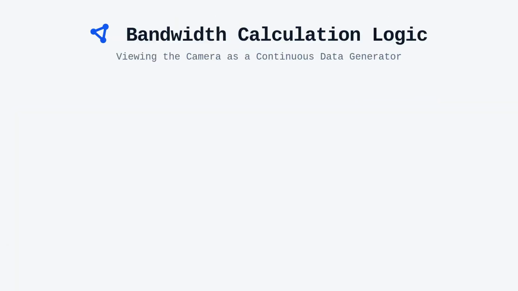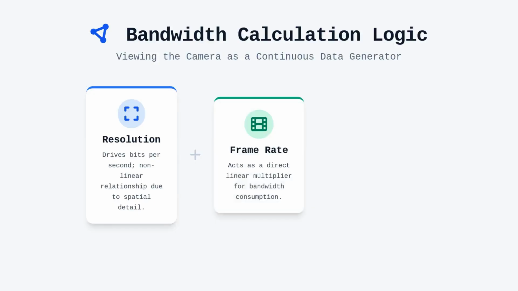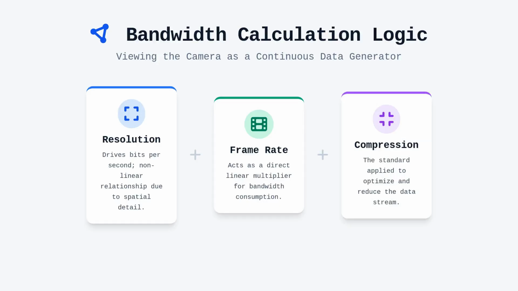When we approach bandwidth calculation, we must view the camera not just as an optical device, but as a data generator producing a continuous stream of packets. Bitrate is primarily driven by the resolution of the image, the frame rate, the compression standard applied, and the inherent complexity of the scene being monitored. Higher resolutions naturally demand more bits per second, but the relationship is not always linear due to the way compression algorithms handle spatial detail. Frame rate also acts as a multiplier. Doubling the number of frames per second will directly increase the expected bandwidth consumption if all other settings remain constant.